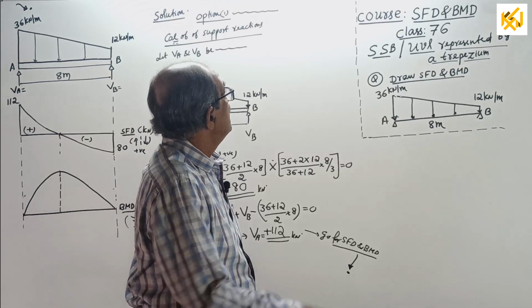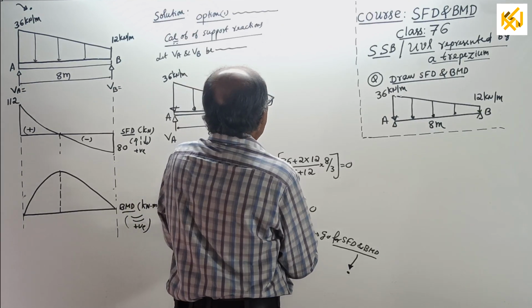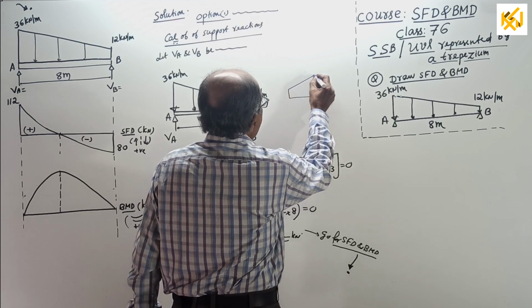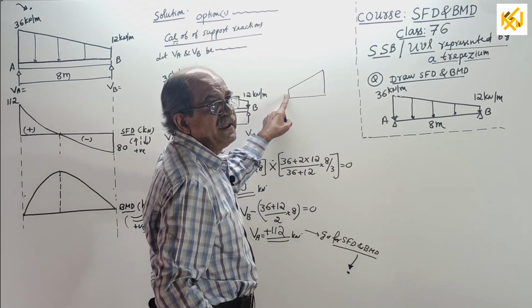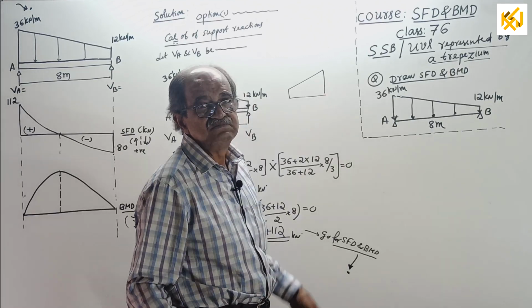Welcome to class number 76. Last class we considered a UVL represented by a trapezium. It was this way: left side minimum intensity, right side maximum intensity.